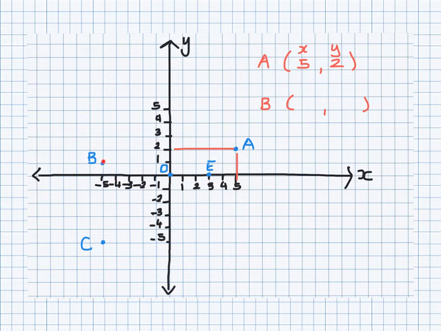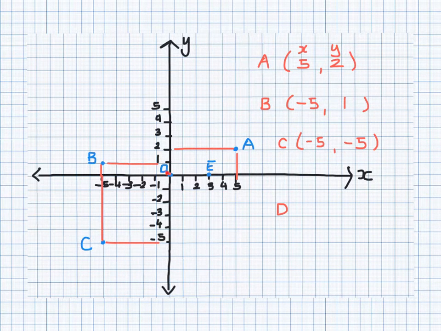Now for the point B, well, my x value is -5, my y value is 1. So point B has the coordinates (-5, 1). Now looking at C, so always the x value first, so -5, and my y value is also -5. So it has the coordinates (-5, -5).